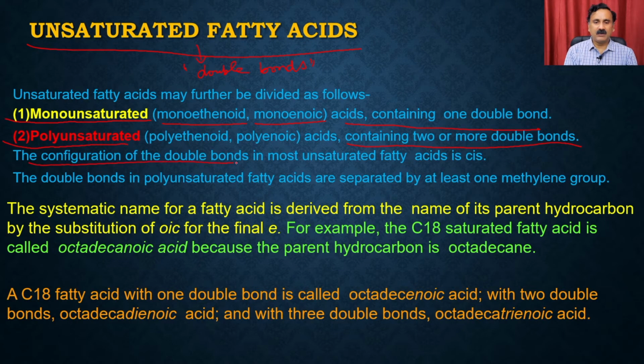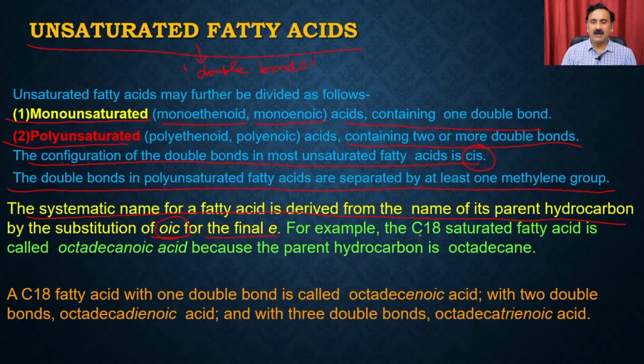The configuration of the double bond in most fatty acids is cis, so there are no trans double bonds. The double bonds in polyunsaturated fatty acids are separated by at least one methylene group. The systematic name for a fatty acid is derived from the name of its parent hydrocarbon by substituting oic for the final e.